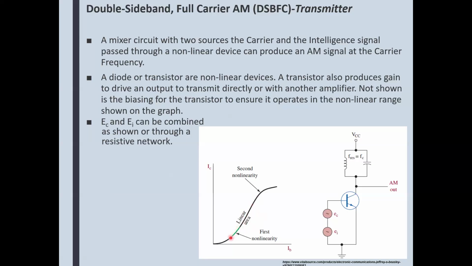So here is your window of opportunity, which is usually being used. Here's another window of opportunity, which is not that often used, if at all. So a mixer circuit with two sources, carrier and the intelligence signal, passed through a nonlinear device can produce an AM signal at the carrier frequency.